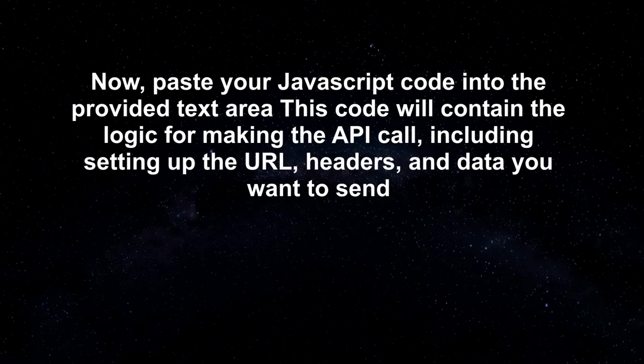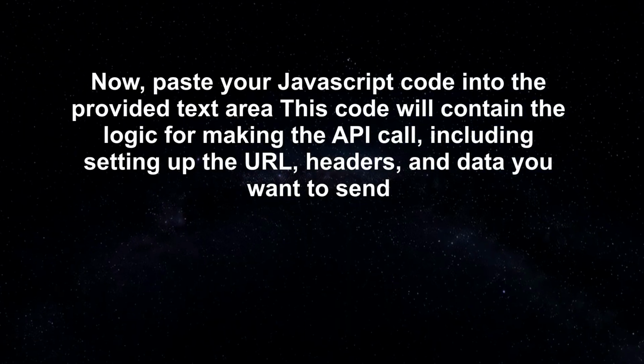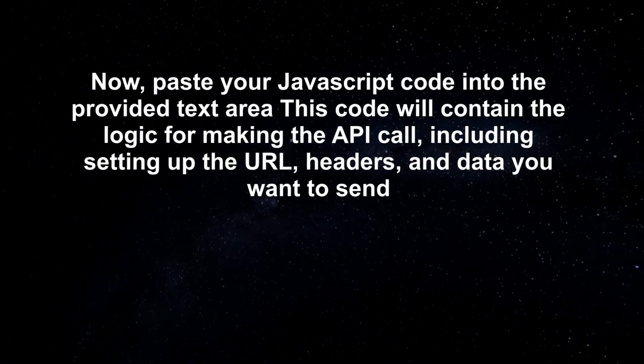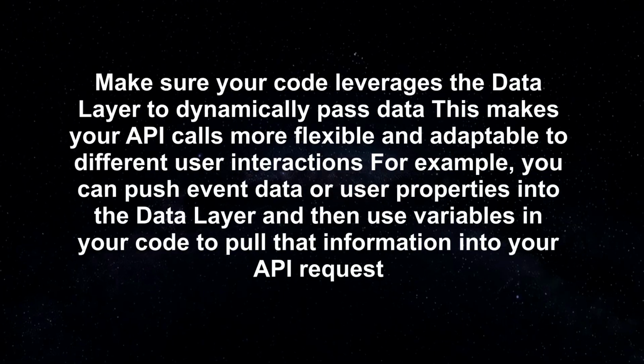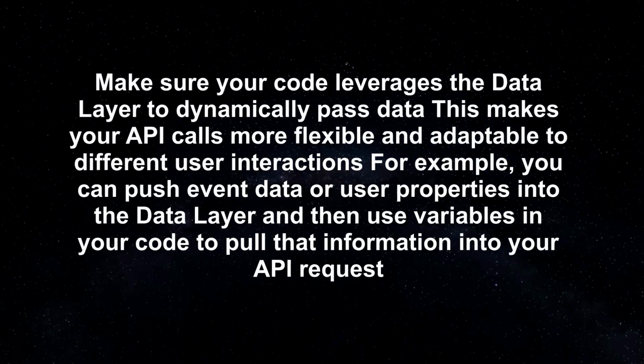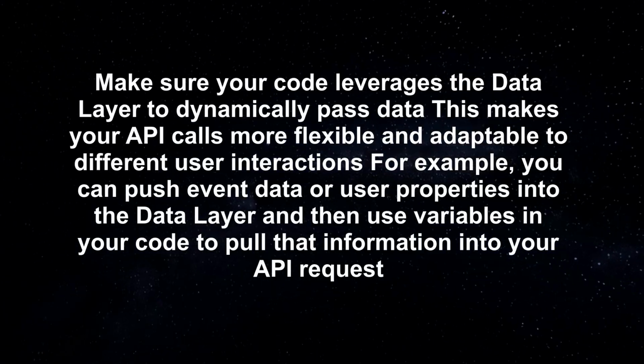Now, paste your JavaScript code into the provided text area. This code will contain the logic for making the API call, including setting up the URL, headers, and data you want to send. Make sure your code leverages the data layer to dynamically pass data. This makes your API calls more flexible and adaptable to different user interactions.